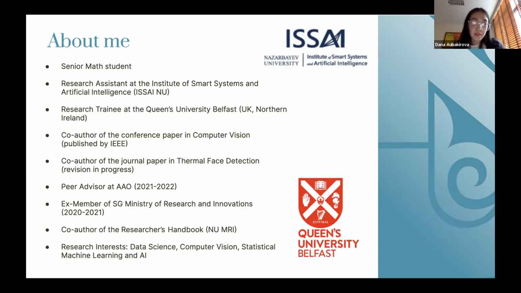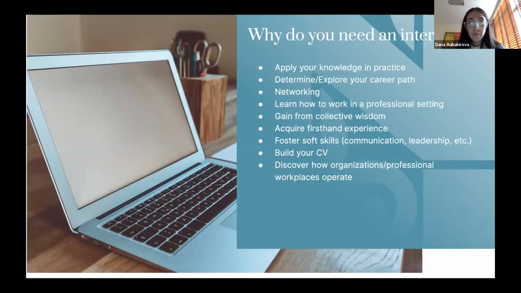Also, I was a member of the Ministry of Research and Innovation and co-authored the Researcher's Handbook. And just to mention my research interests, maybe you are also interested in these fields. I'm very interested in data science, computer vision, statistical machine learning and artificial intelligence. So let me answer first the most important question.